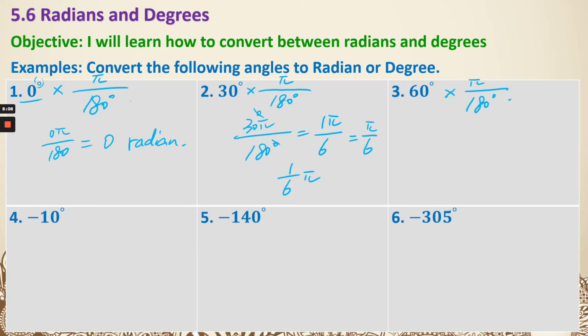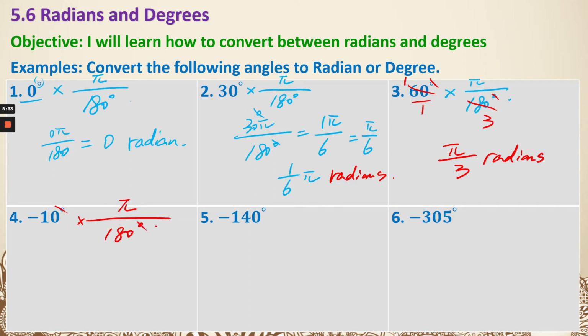So if you're trying to make this process a bit faster and get some smaller numbers, you can cross cancel. The degree symbol is gone. 60 on 180, 60 over 1 would be 1 over 3. So final answer, pi over 3. That is in radian. And that is in radians as well. Okay, negative 10 degree, so multiply by pi over 180 degree. Degree symbol is gone. 10 on 180, that's 1 on 18. So we have negative pi over 18.